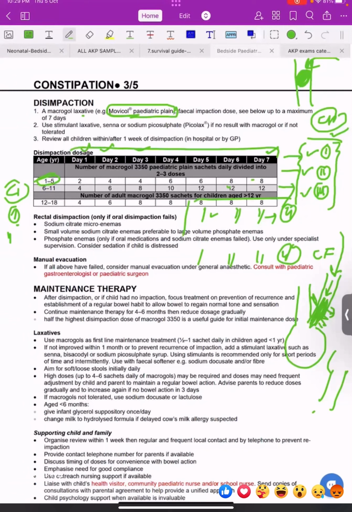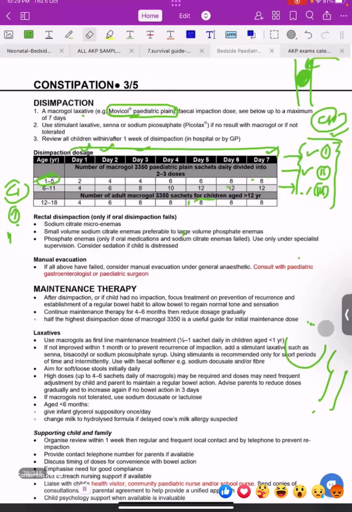In these 7 days, the mother will decide what is the maximum number of sachets which causes my baby to pass the stool very softly, very normally, without difficulty. Suppose with 8 sachets per day my baby is able to pass the stool.